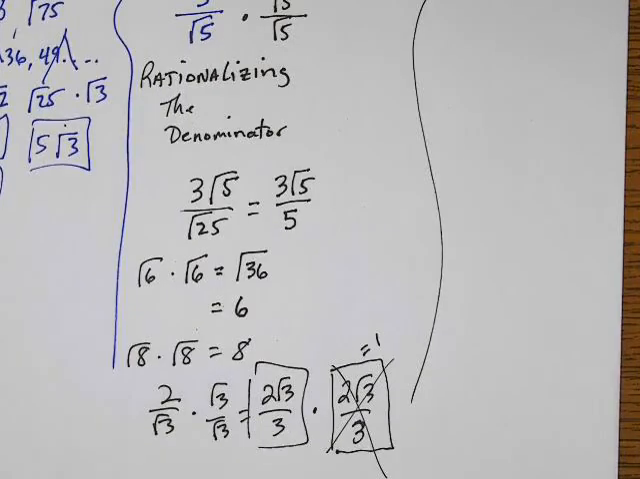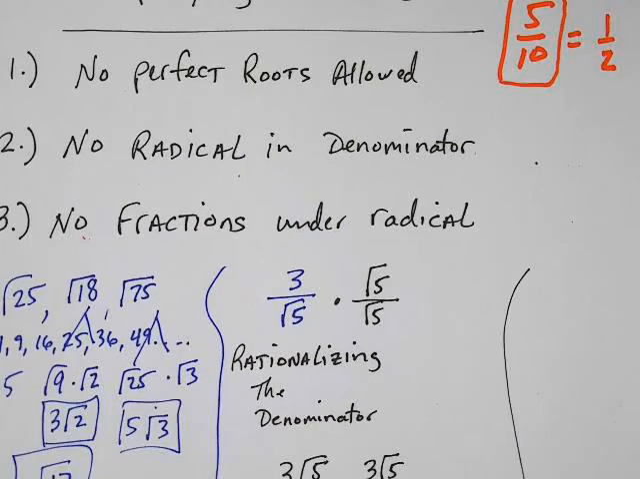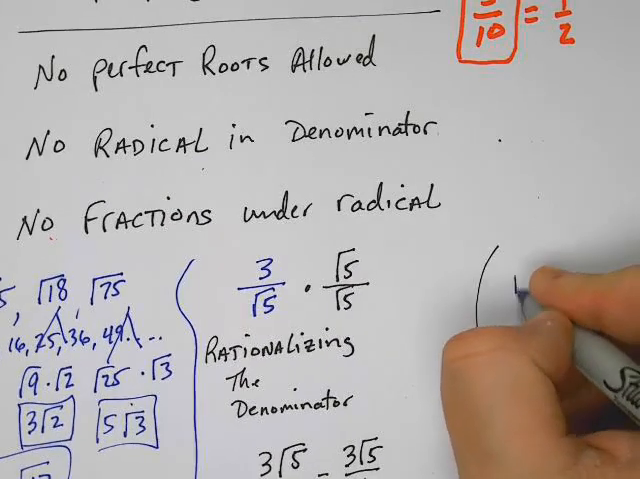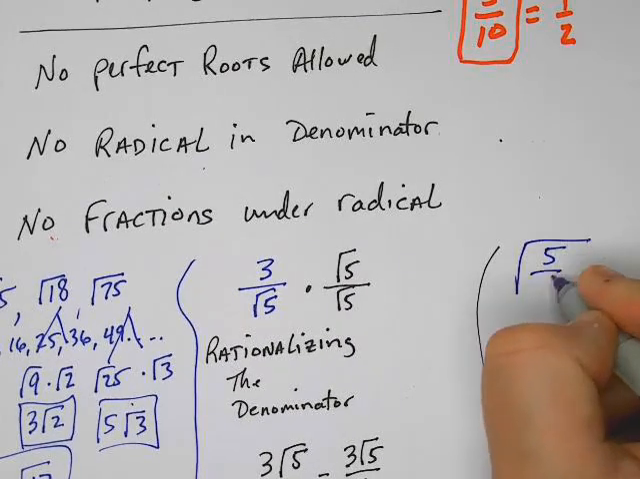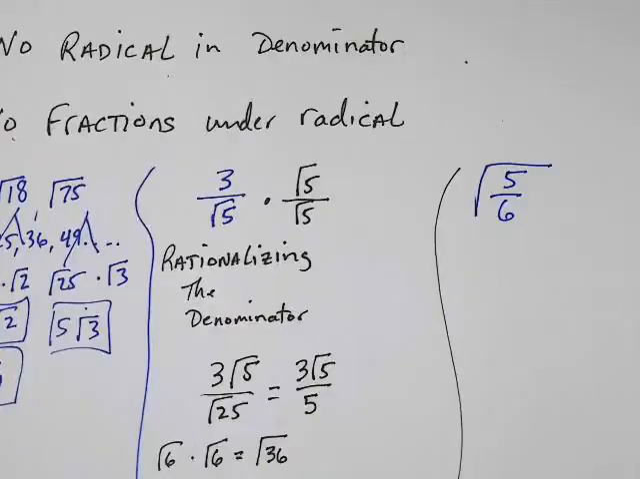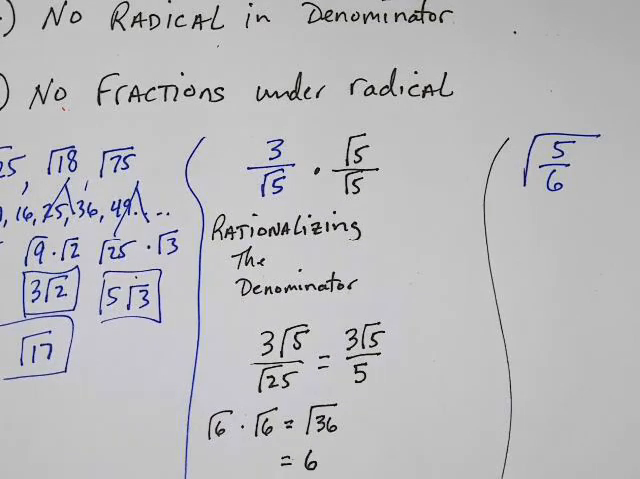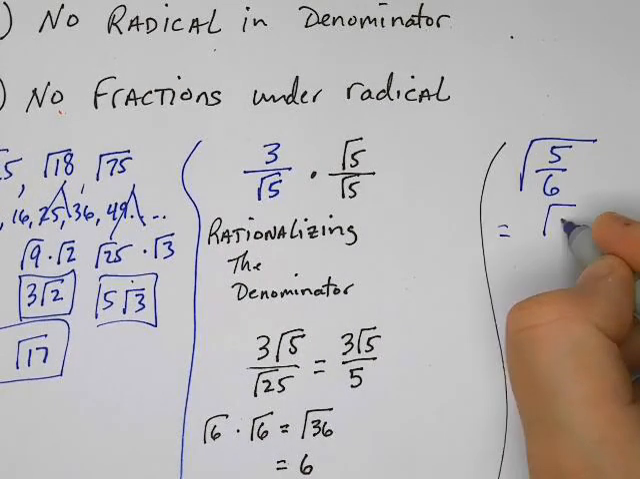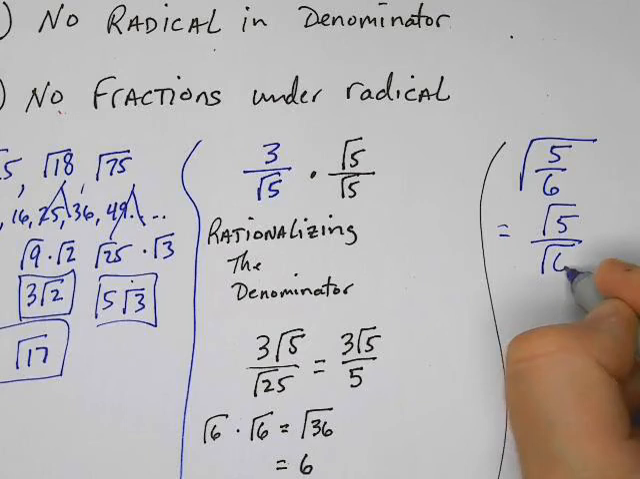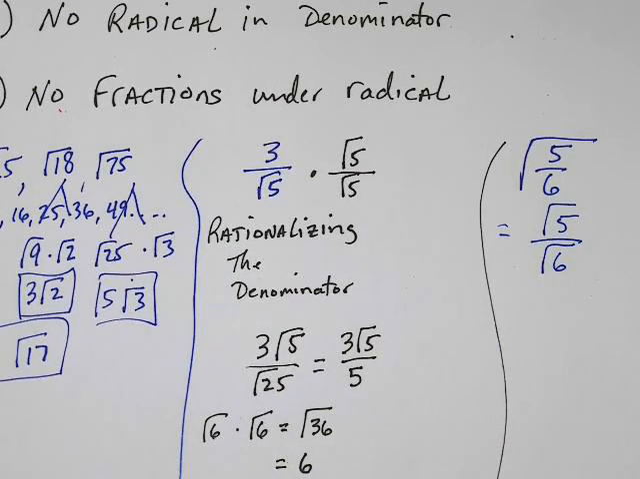Now, the third type of example. No fractions under the radical. What does that mean? That means something like this. The square root of 5/6. That is not simplified. The square root of 5/6 is not simplified. It's a decimal, but it's not simplified. What we have to do when we have the square root of 5/6 is separate it: the square root of 5 over the square root of 6, and make it into two separate radical problems.